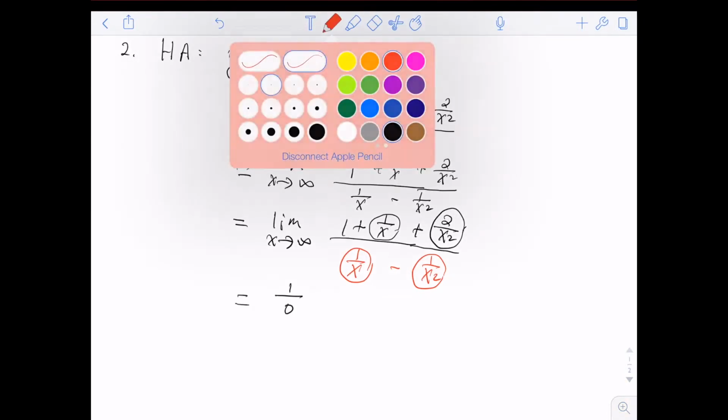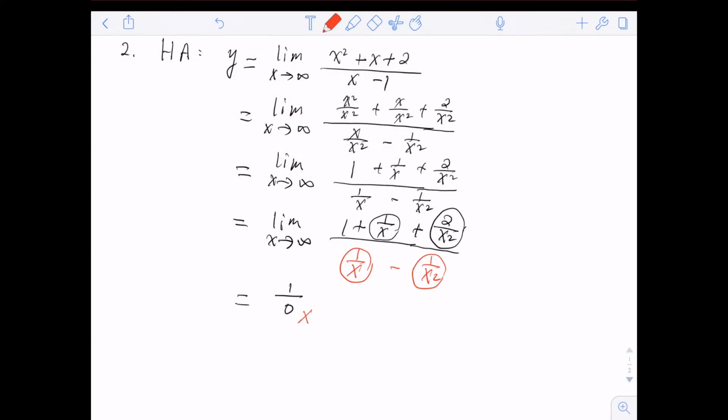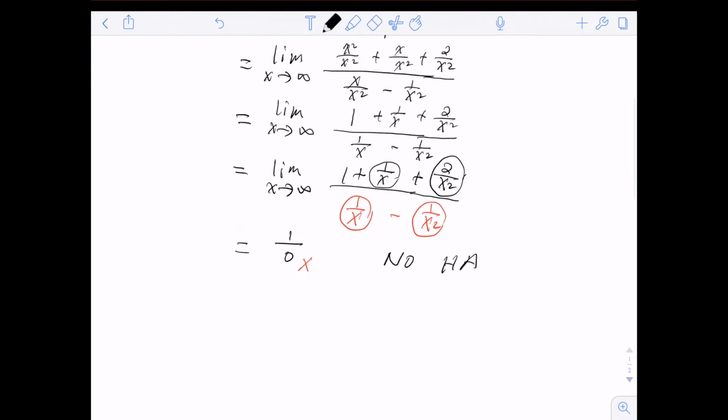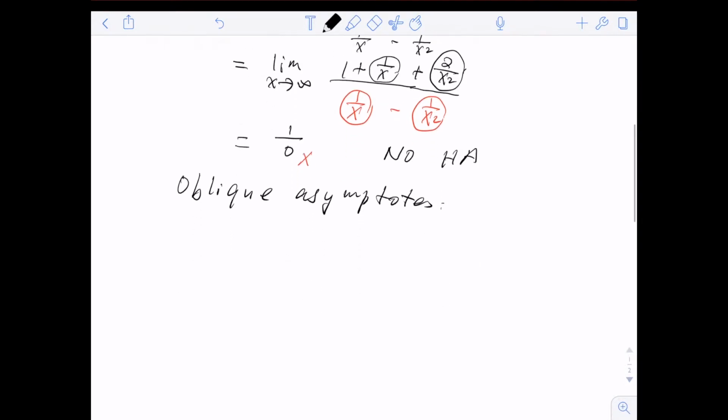That's a big problem in math. We cannot have the denominator equal to 0 here. So what does that mean? It means actually I didn't find my horizontal asymptote. So there's no horizontal asymptote. There's no HA. So what does that mean? It means we might have oblique asymptotes. But a problem comes again. How do we find the oblique asymptotes?